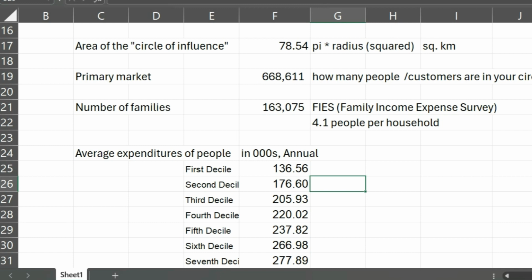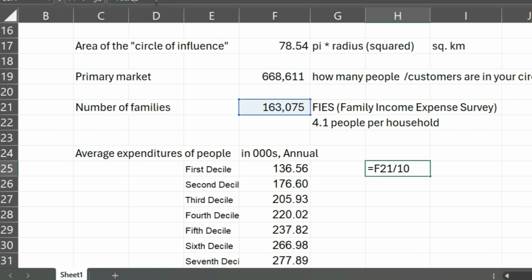And remember, if we are looking at 163,000 families, if you divide this by 10, that means the first decile has, divide this by 10, okay? Actually, you don't need to do this. I'm just showing it to you. So round down again. You just move your decimal point one place to the left.